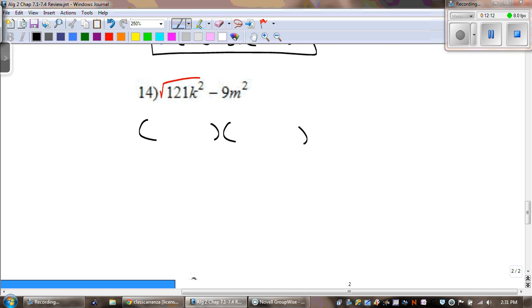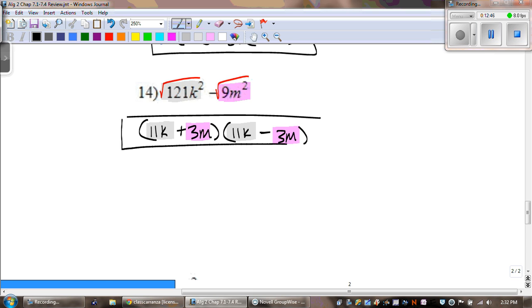Okay, so the square root of 121k squared, well, the square root of 121 is 11, and the square root of k squared is k. And remember, one's a positive, one's a negative. It doesn't matter which is which. Okay, and then I'm going to take the square root of 9m squared. The square root of 9 is 3. And the square root of m squared is m. And then we get our final answer of 11k plus 3m times 11k minus 3m.